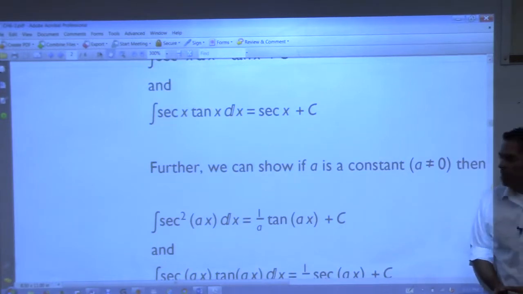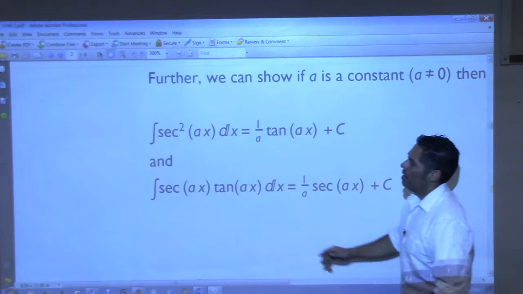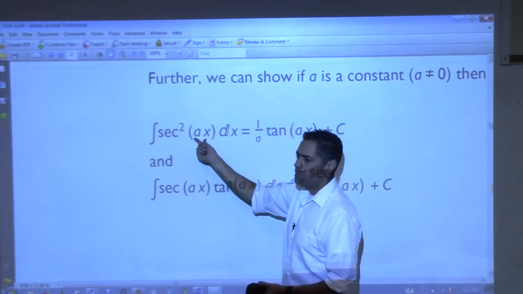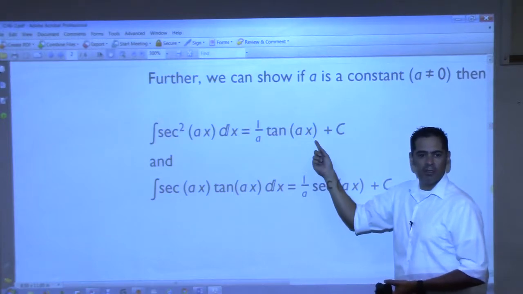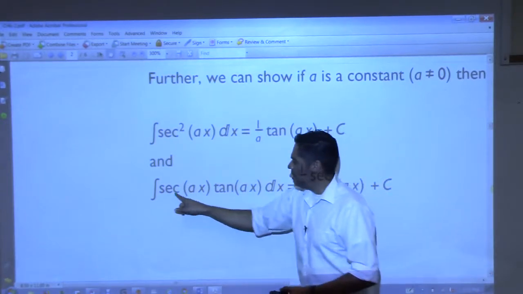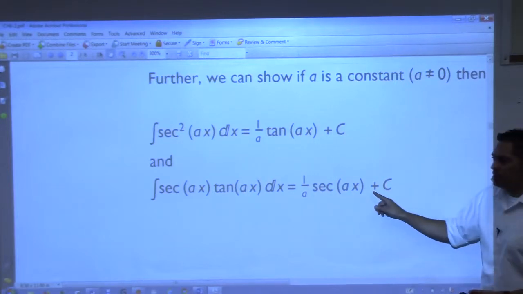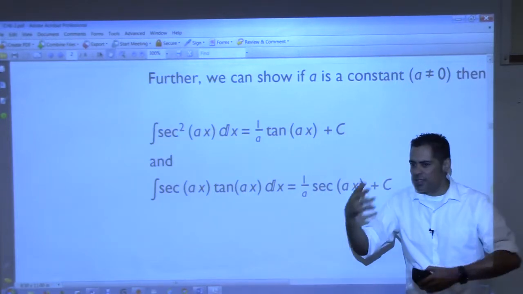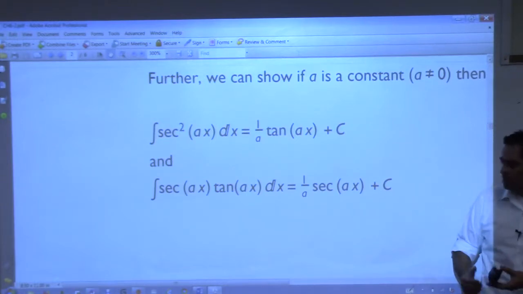Also, we could show a very similar result that we had earlier. If we have secant squared of a linear function, we're just going to have 1 over a tangent. If we have secant ax tangent ax, we're going to have 1 over a secant ax. That 1 over a has the same effect that it had with the sine and cosine. We have to be able to kill off the chain rule.